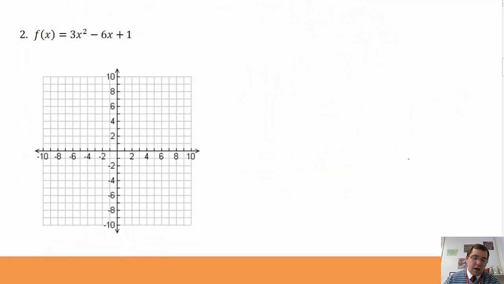Number 2. f of x equals 3x squared minus 6x plus 1. Okay, this time we are in the general form, and so the vertex is not as easy to pick out. However, I can get it if I can rewrite my equation in vertex form. To rewrite it in vertex form, I'm going to complete the square. So let's start with y equals 3x squared minus 6x plus 1.